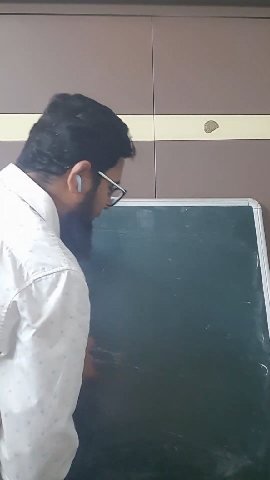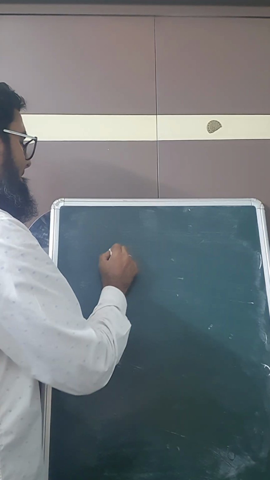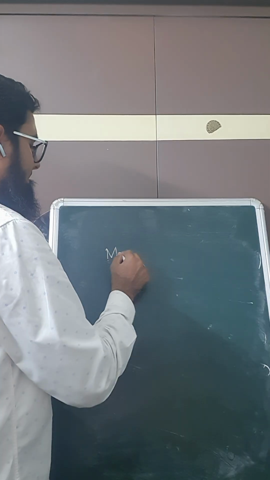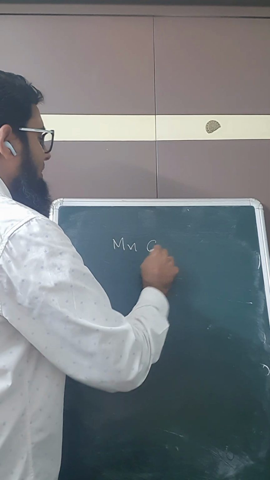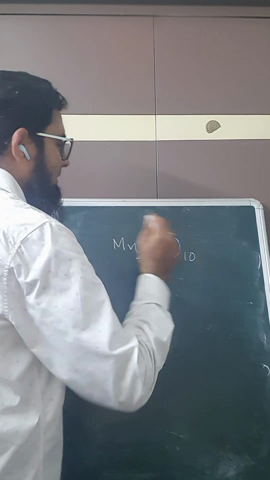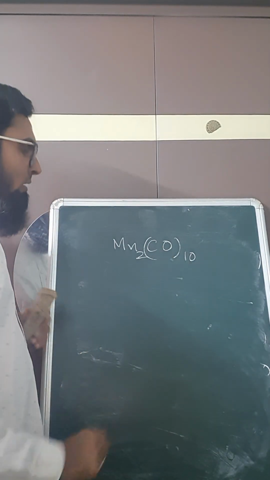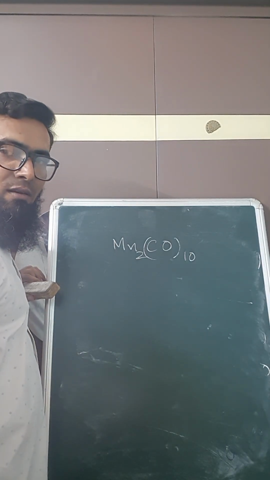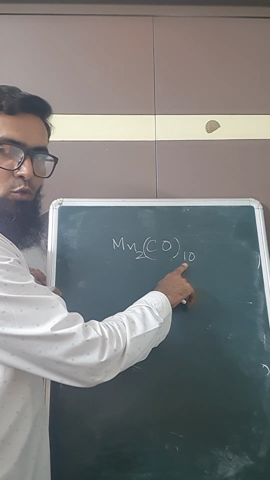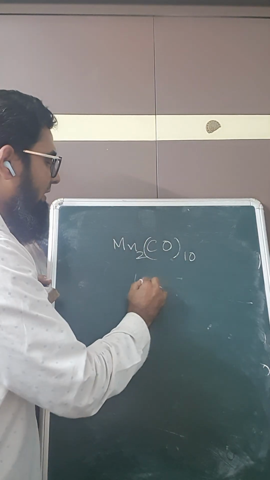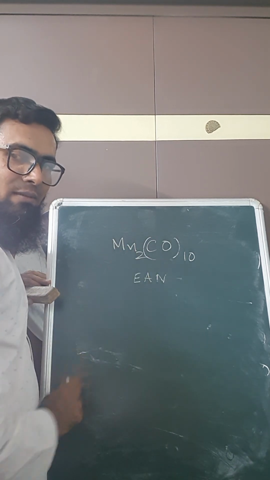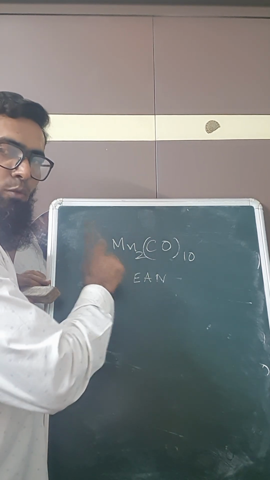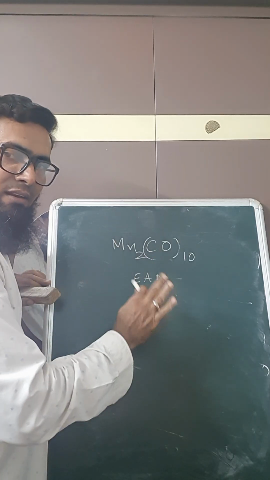Now for example, if you take a metal carbonyl, for example Mn2(CO)10. This is a coordination compound. Now, is this compound stable? Two manganese atoms are bonding only to 10 COs. Why? It is because of EAN rule. Both manganese present in this complex get stability according to EAN rule. That's why two manganese are bonded only to 10 CO, not less than 10, not more than 10.